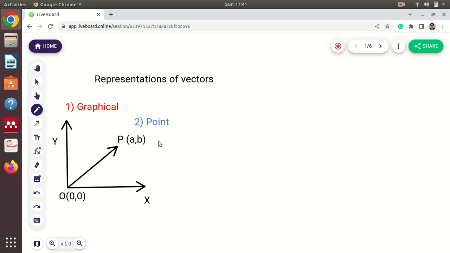Now the most common representation for a vector is the unit vector representation, which is given by a i cap plus b j cap. So I am representing the same vector (a, b) which was represented in point representation, and the same vector is represented in unit vector representation as a i cap plus b j cap. This means I am traveling a units along i cap and b units along j cap. So this is the same vector I am representing, but the representation is different. The meaning is the same.